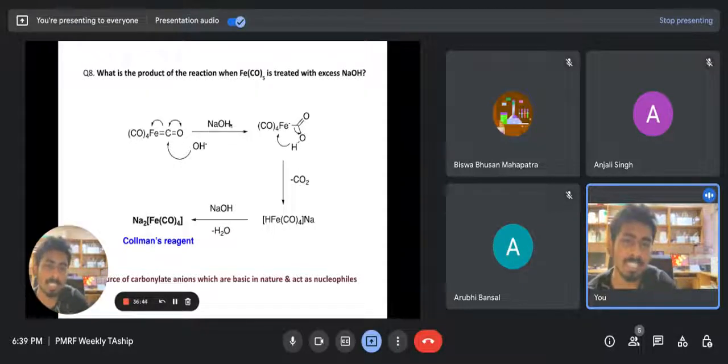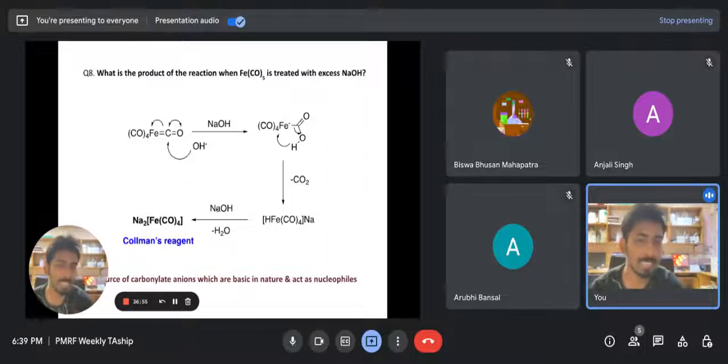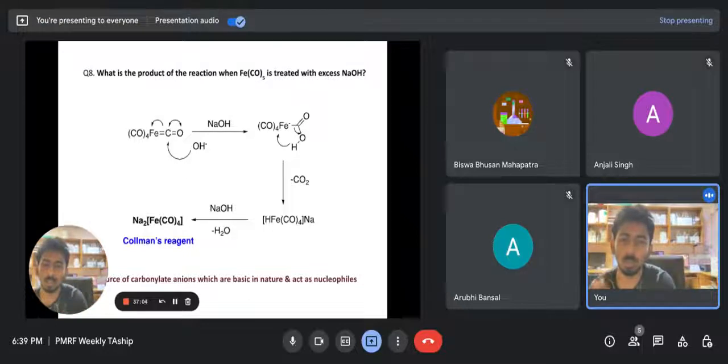So here firstly the nucleophilic attack of the OH minus takes place on carbon with elimination of the CO2. Now we are having this compound, and from the acid base reaction between this acid and this base, with concomitant release of H2 or water molecule, we are arriving at Na2[Fe(CO)4], that is nothing but Collman's reagent.